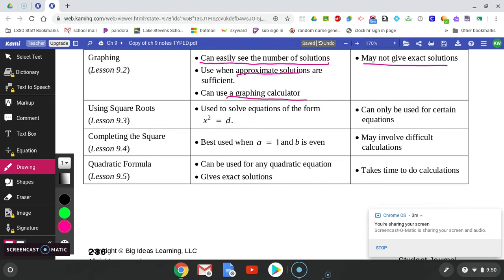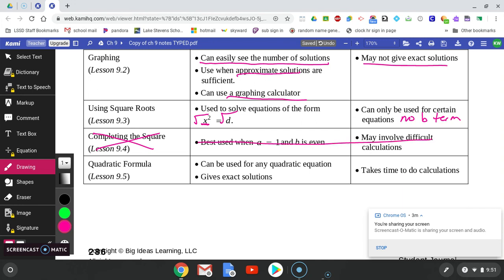We learned using the square root method. That was the last section we did where we got x squared by itself. And then remember, we took the square root of both sides. Remember, this only worked if we did not have a b term. So if we have a b term, we couldn't use that method. We're not learning the completing the square, so you don't need to worry about that one.